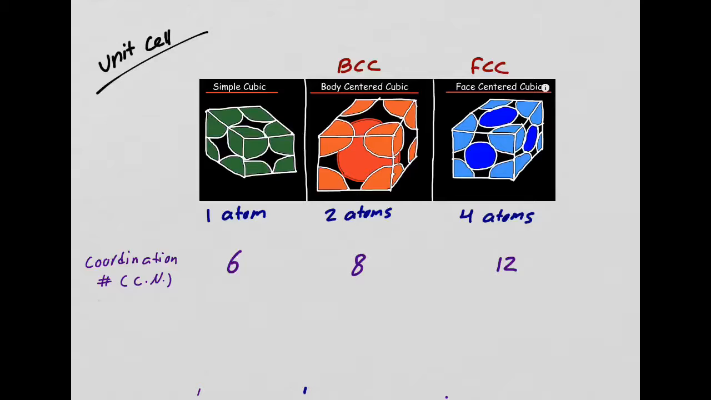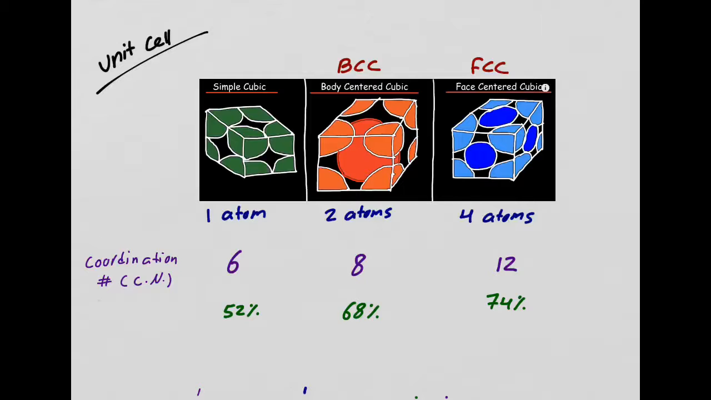Now, the other thing that we have to talk about is the volume efficiency. What is that? For simple cubic, the volume efficiency is 52%. That means the atom is going to occupy 52% of this cube, so 48% is going to be empty. Not very efficient, right? For BCC, the volume efficiency is 68%. So the atoms are going to take up 68% of this cube, and 32% is going to be unused. For FCC, the volume efficiency is 74%. That's pretty efficient, huh? That's much better.